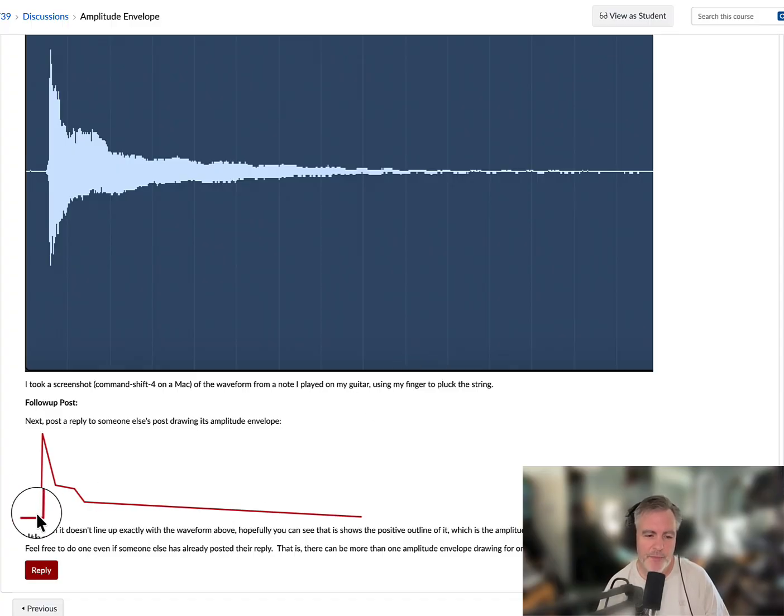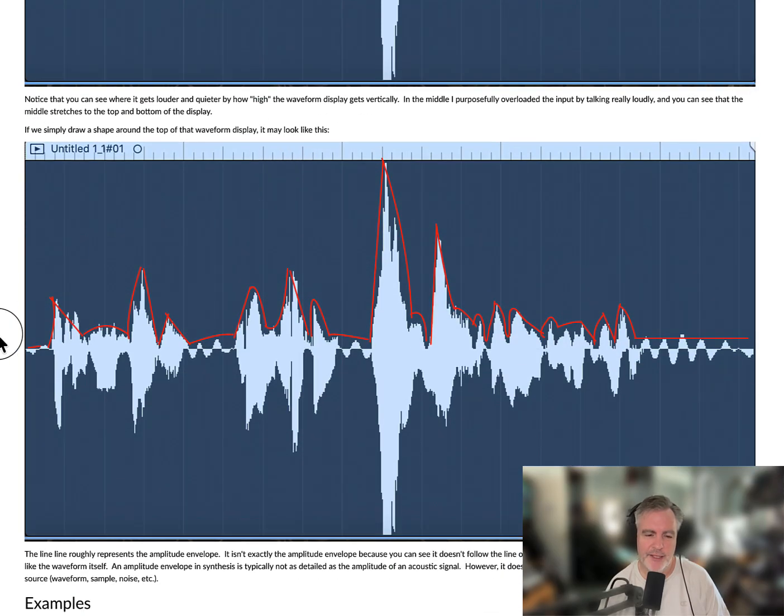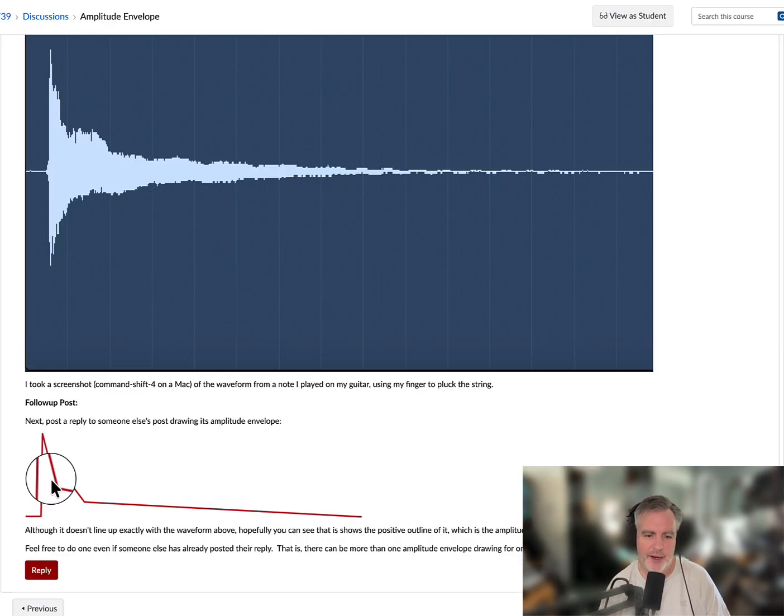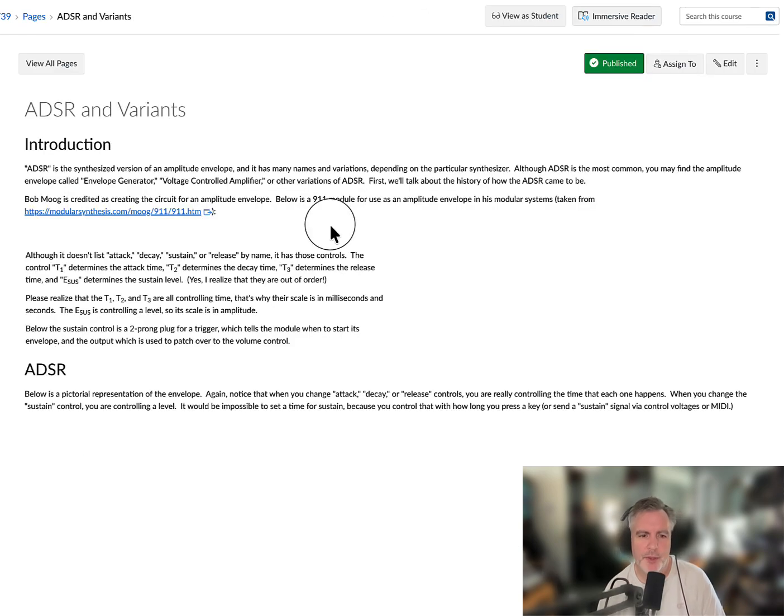As a follow-up, I want you to overlay the image. So it basically looks kind of like this second image here, or you could just draw the red part like I did here. So that's the discussion this week. It's a bit of practice of trying to see what the amplitude envelope is.